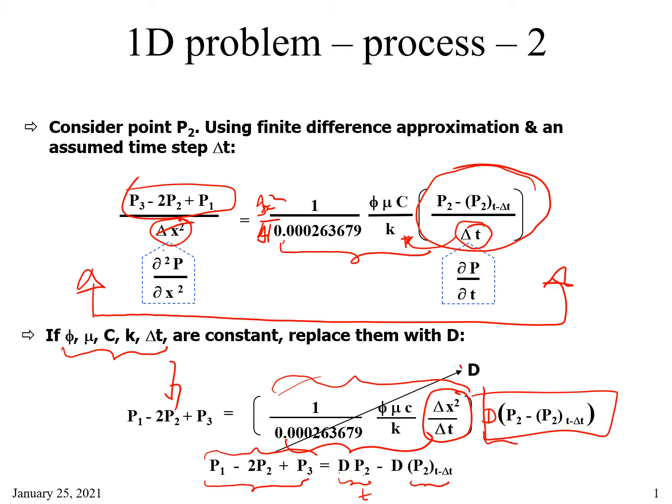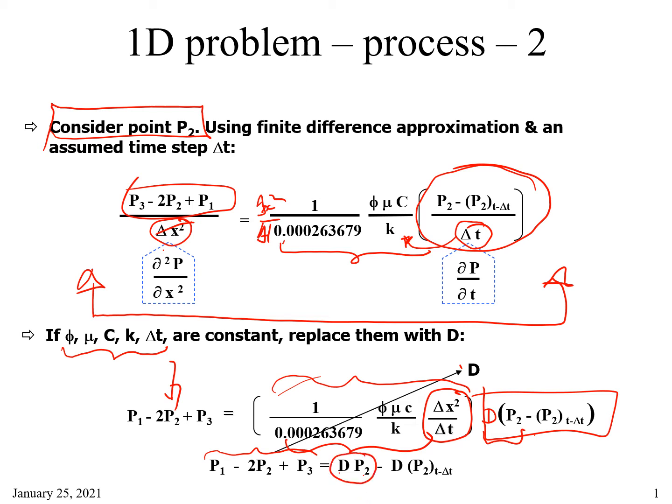So we've just expanded this out, right? So D P2 minus D P2 at previous time step. And all of this is at point P2. And we can rewrite that. We can use this same relationship to figure out the equations at point 3, 4, 5, at all the other points in the domain. Now you see you can actually rearrange these, right?